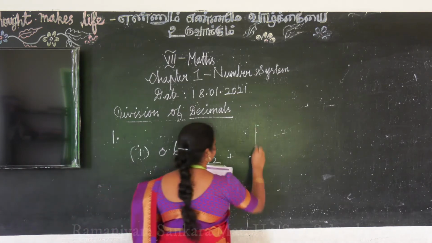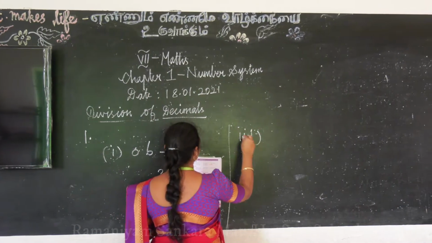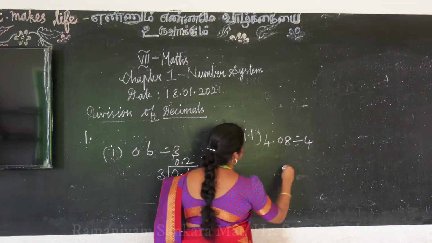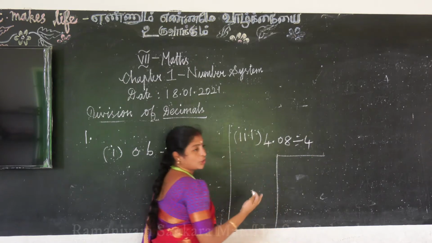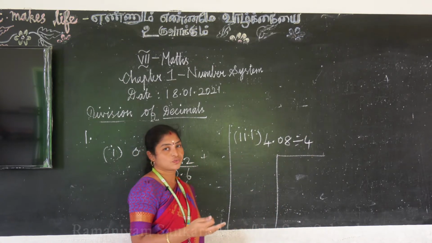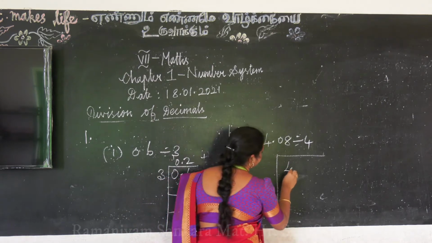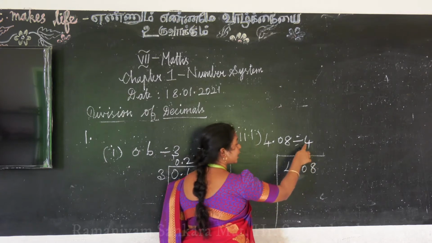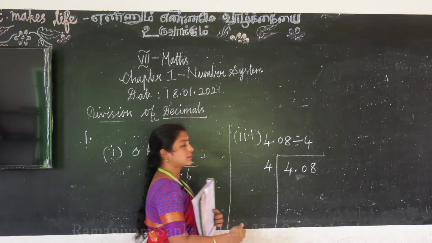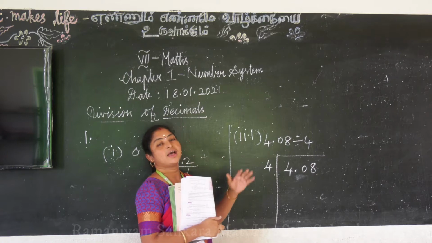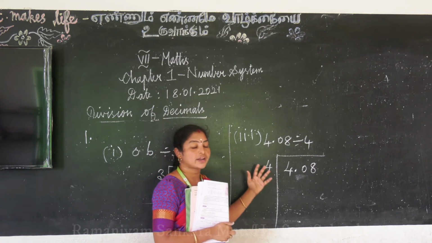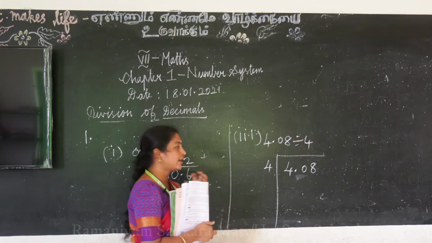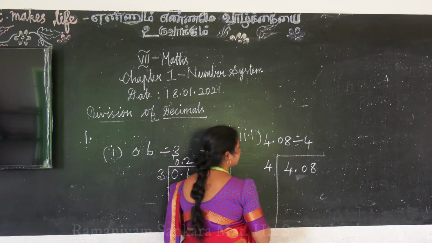Next, third sum. Listen, third sum, 4.08 divide 4. Because already you know division, ma'am, that's why I am teaching only the first. So we have to divide 4.08 by 4. This is the first method. Which is the first method? We have to divide a decimal number by a whole number, because 4 is a whole number, divisor is 4.